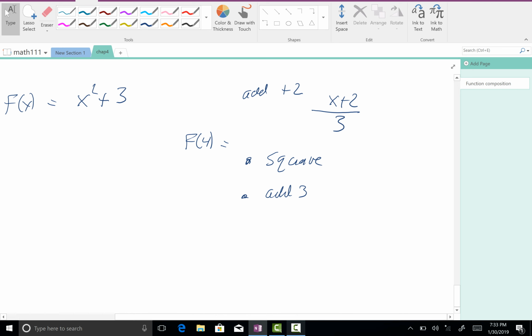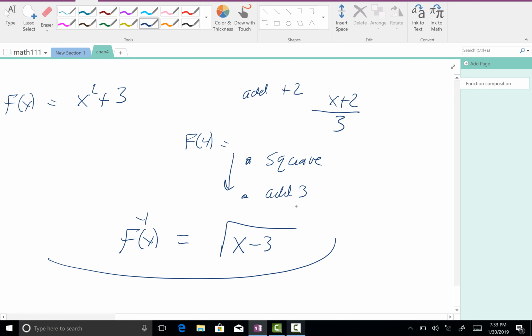Okay, now to find the inverse, we're going to reverse it and do the opposite. So x, what would I do first? Subtract 3, and then what's the opposite of a square? Is that my inverse? Yeah.